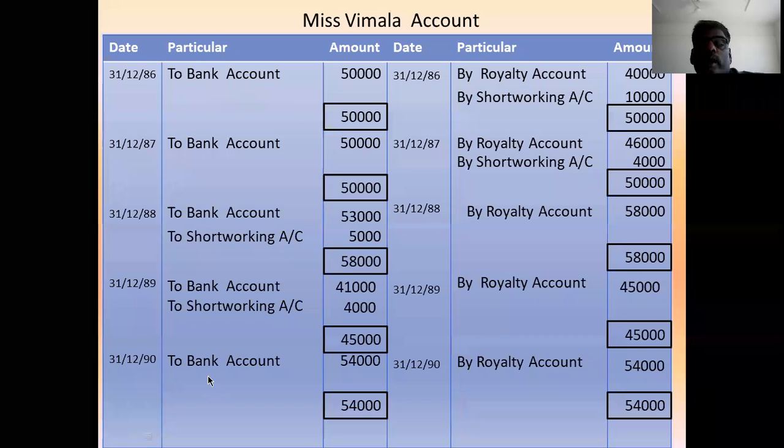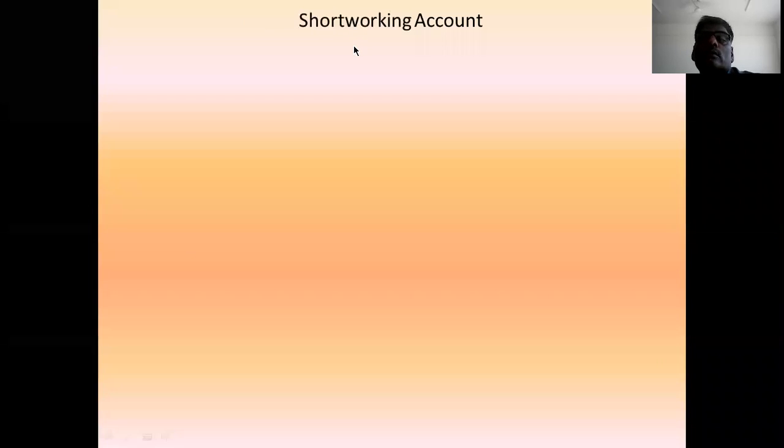Debit side to bank, amount payment column, credit side royalty, amount royalty column. Close the account, ascertain the balance. Clear? It is very simple. Okay. Next come to the short working account.